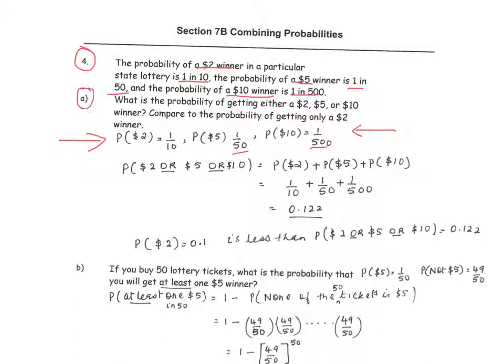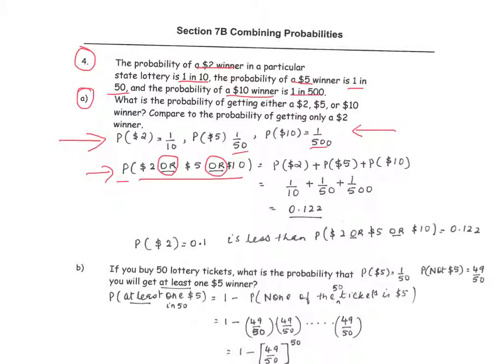Let's write down exactly what probability we're trying to figure out. What is the probability of getting either a $2, $5, or a $10 winner? So we buy a ticket, and this is the probability that we're trying to figure out. What's the probability? We write it in symbols. We get a $2 or a $5 or a $10. So the important word here is or. Or goes with the addition rule.